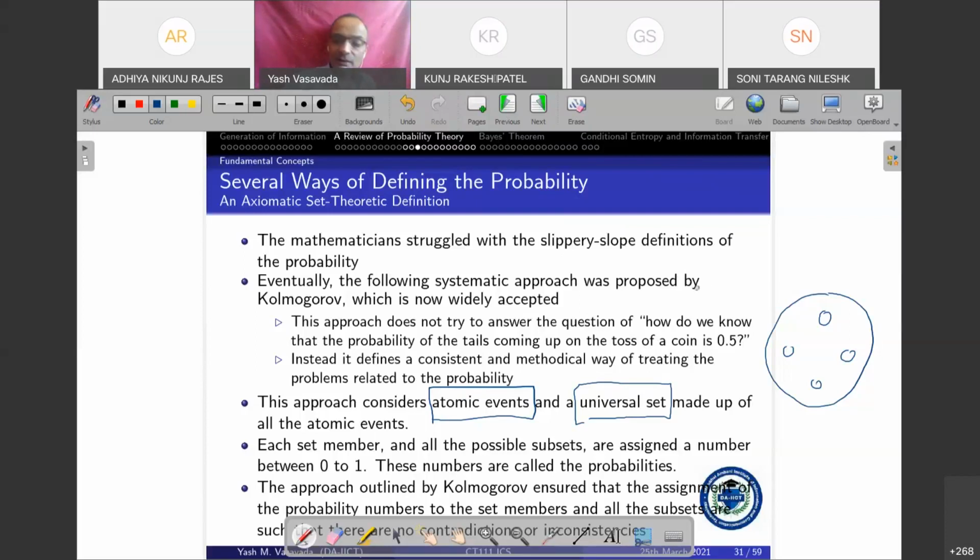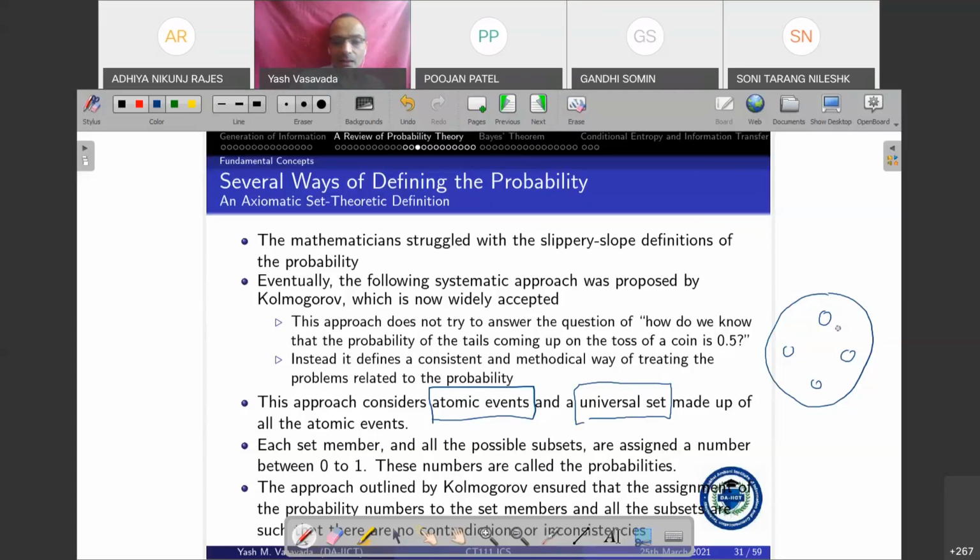From your earlier math course, do you know for this particular set of atomic events, what is the possible number of subsets? Two raised to power n. Exactly. So in this case, it will be 16. Exactly. It will be 16. Very good. So Dhruv gave the right answer. It is going to be 16.